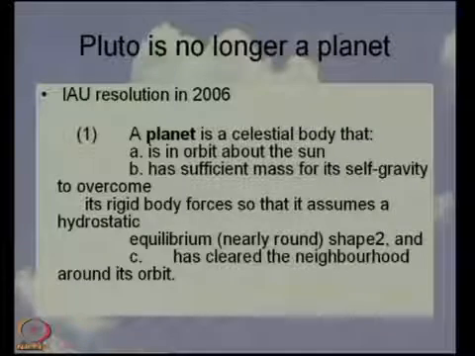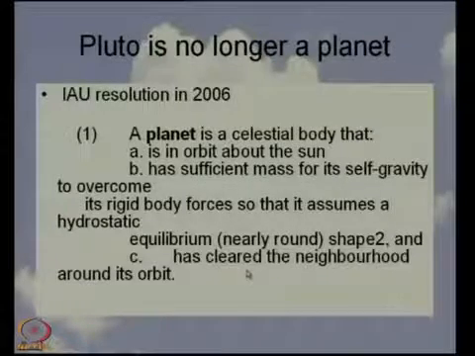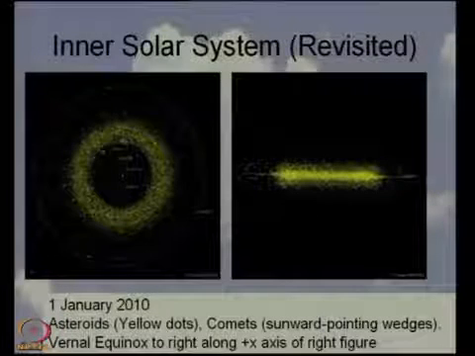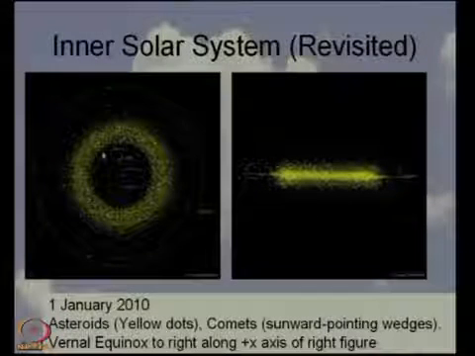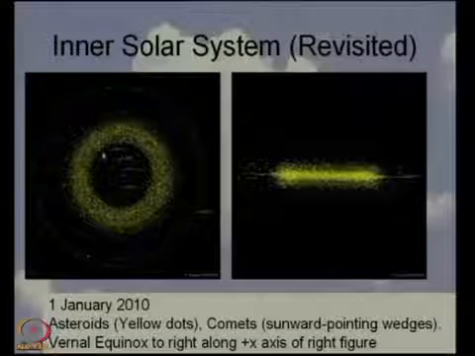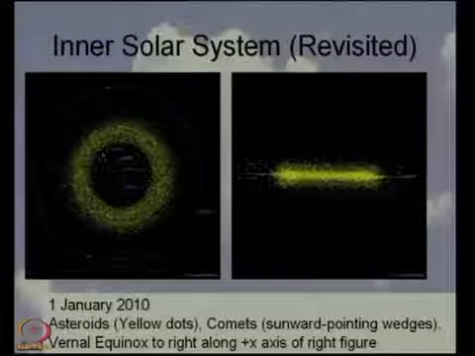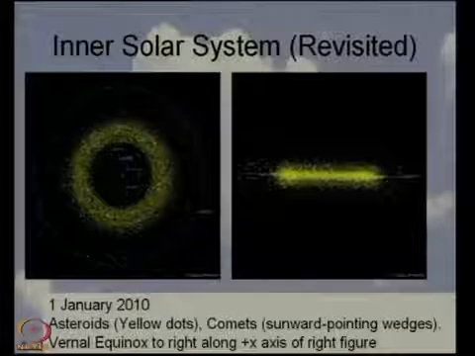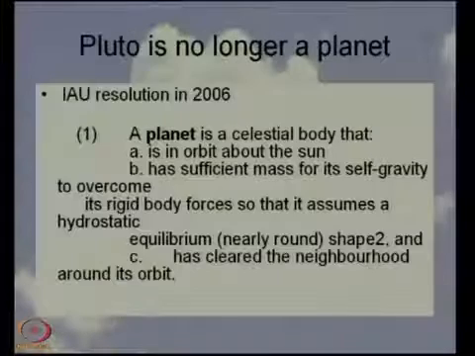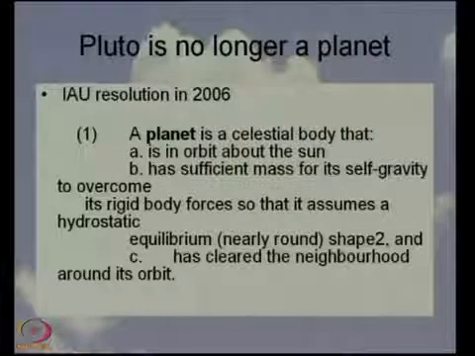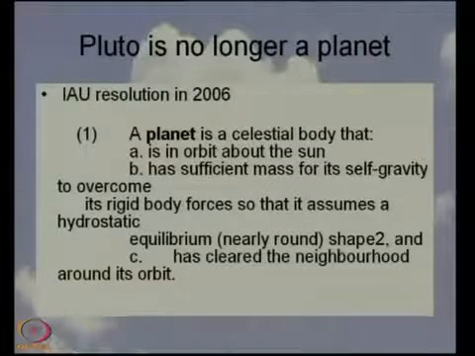And further, it should also have cleared the neighborhood around the orbit. If you look at the orbits of these planets, you do not find the orbit littered with asteroids. The asteroids are there, but they are there in between the planetary orbits. The planetary orbits do not cut through a region with a large number of asteroids. The planets have gravitationally attracted all of them and cleared up the path.